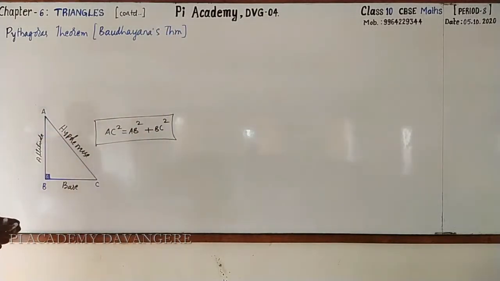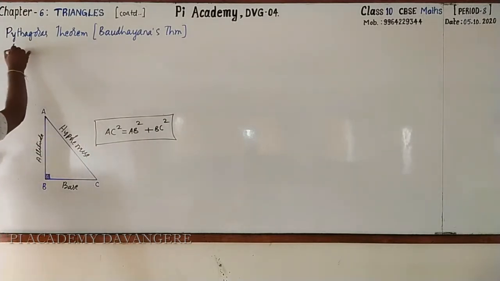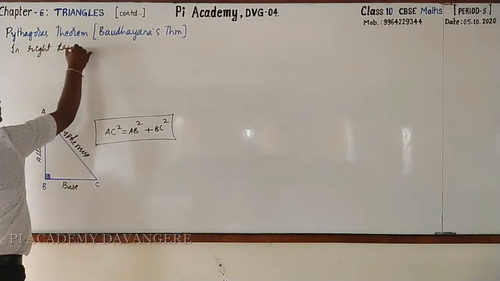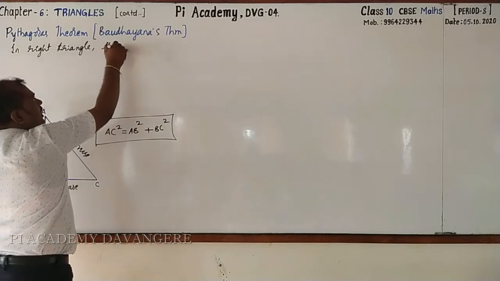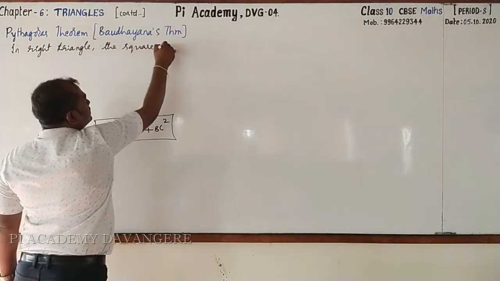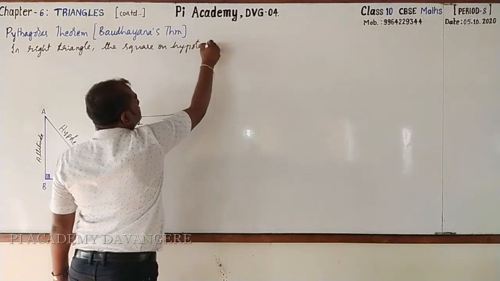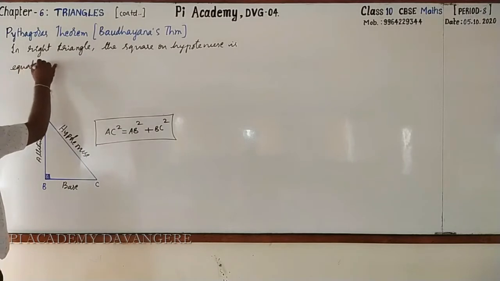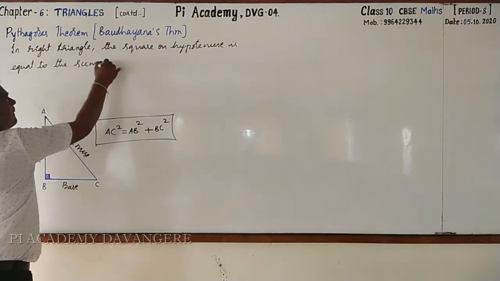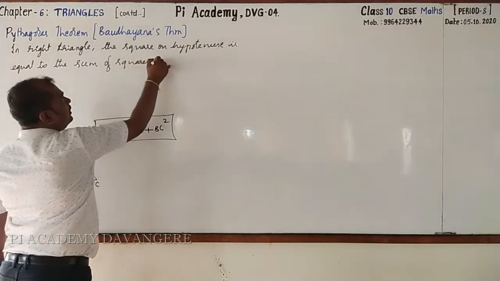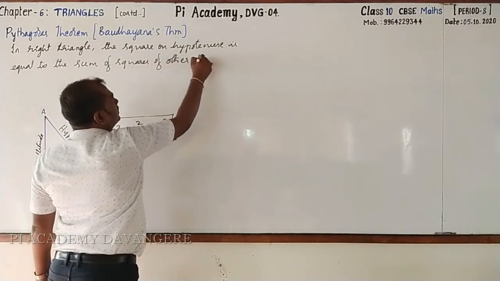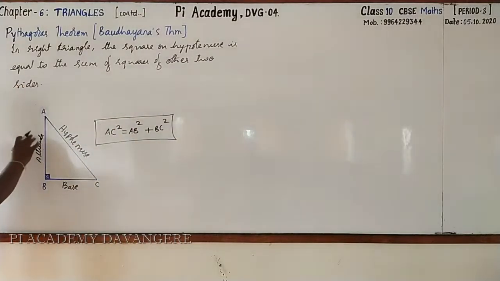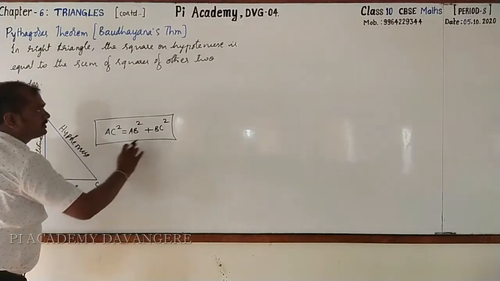Write the statement. What is that statement? Yes, in a right triangle, go on writing with me. The square on hypotenuse is equal to the sum of squares of other two sides. Then after that you may go for drawing the right triangle and write the statement.